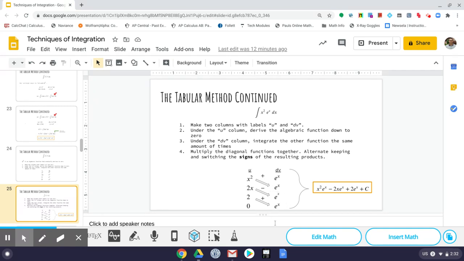And I want you to really start thinking about this, like, why does this work and how does this work? Well, x squared e to the x was our original u times v when we did this without the tabular method, right? So I need to multiply u times the integral of dv, which is just v itself. So x squared e to the x.